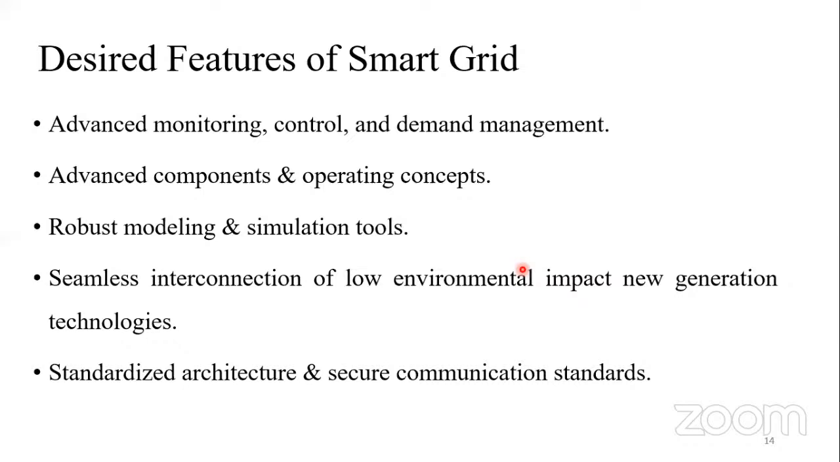As you know, if you talk about the information, we are talking about the data of voltage magnitude and phase angle, because these two pieces of information are mandatory in order to see whether our network is healthy or not. Also, we have some advanced components in the case of a smart grid, and there are so many things involved, that is, robust modeling and simulation tools. As in the case of an energy management system, we are using simulation tools also.